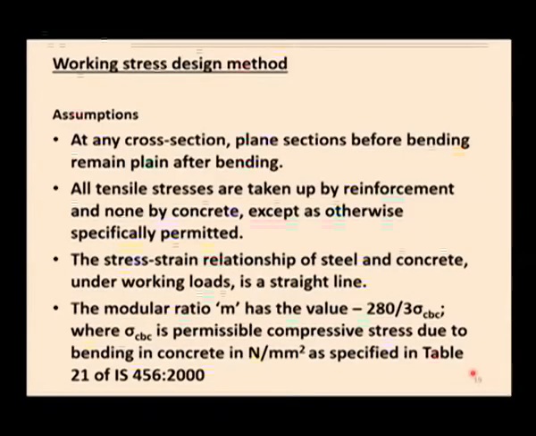So, when we move away from the neutral layer towards the top, the stresses gradually increase. When we move towards the bottom, the stress is also gradually increased and reaches the maximum value. So, the strain at any cross section of the beam is directly proportional to the distance from the neutral axis. This is the meaning of the first assumption, that is, at any cross section, the plane section before bending remains plane after bending. The second assumption: all the tensile stresses are entirely taken care of by the reinforcement and none by the concrete, except otherwise specifically permitted.